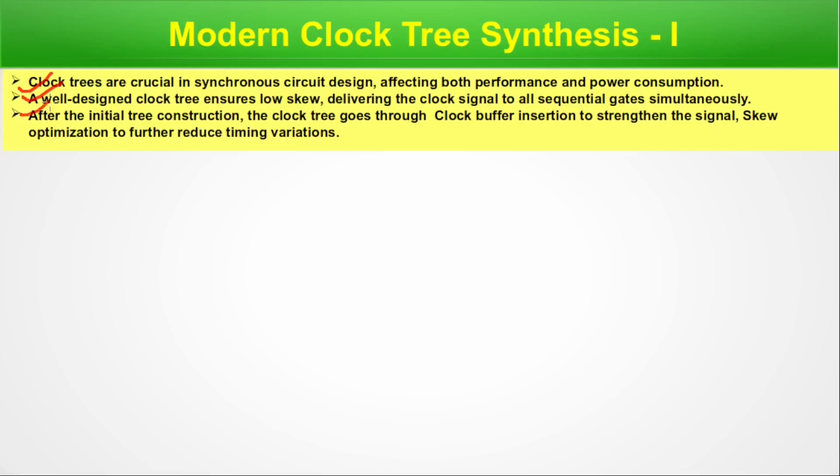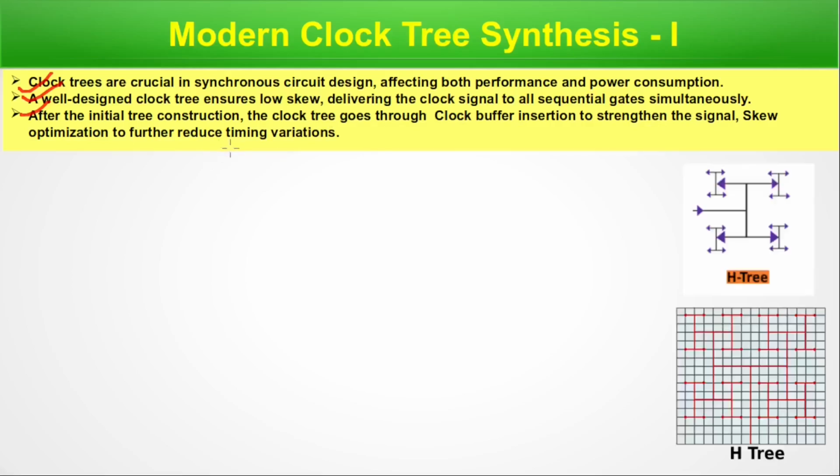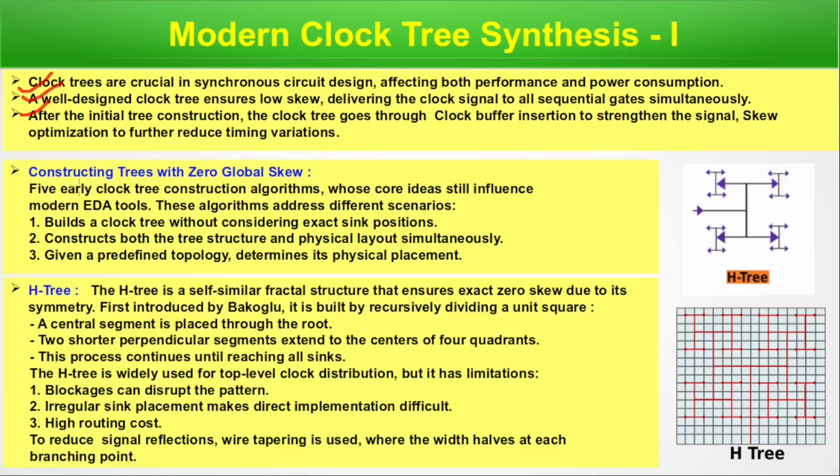After the initial tree construction, the clock tree goes through clock buffer insertion to strengthen the signal, and skew optimization to further reduce timing variation. So that is the basic. Constructing a tree with zero global skew: five early clock tree construction algorithms whose core ideas still influence modern EDA tools. These algorithms address different scenarios: building a clock tree without considering exact sink positions, constructing both the tree structure and physical layout simultaneously, and, third, given a predefined topology, determining its physical placement.